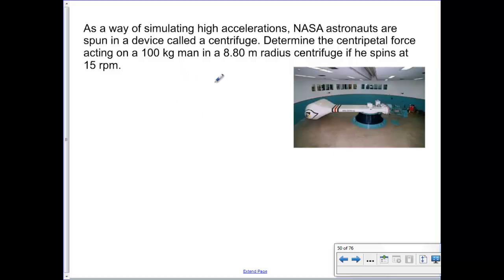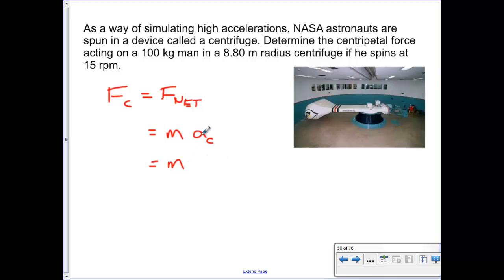Okay. So here's the information I gave. We got a 100 kilogram man, an 8.8 meter centrifuge, and I gave 15 RPMs. We want to find centripetal force. Centripetal force then is really the same thing as your net force. This is kind of where I was going on a previous question. I kind of screwed up. To find a net force, it's mass times acceleration.